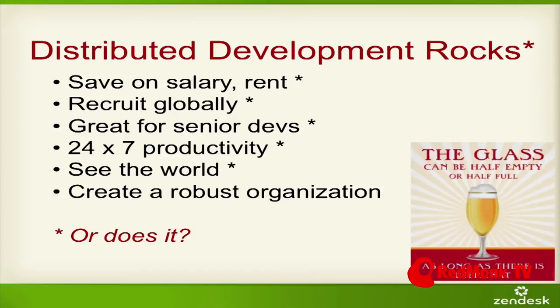It works great for senior developers, but junior developers sometimes completely wash out in a distributed environment because they don't necessarily have the maturity to put up their hands if things are going wrong. You get 24/7 productivity. You can send something to another team and they'll work on it overnight. The bad news is you get 24/7 demands on your time. So there's really pluses and minuses to all of this, but I actually think it is the best way to find talent.